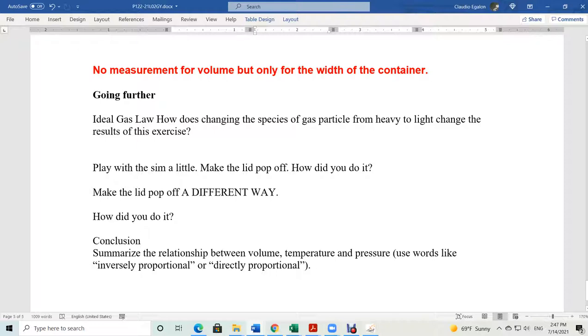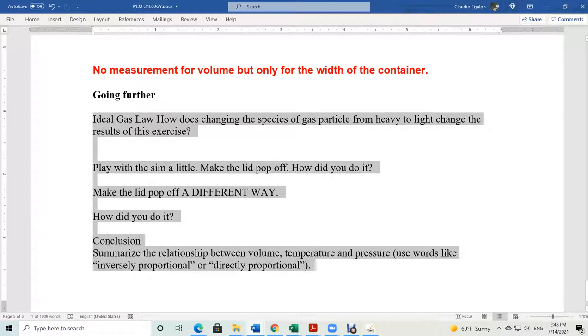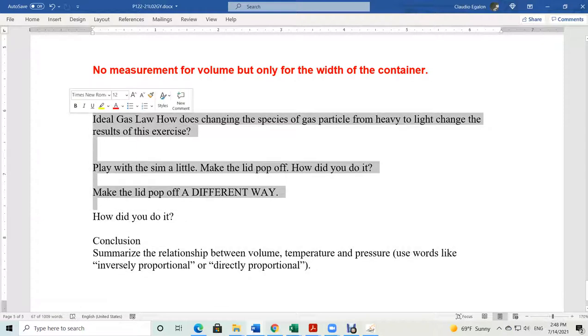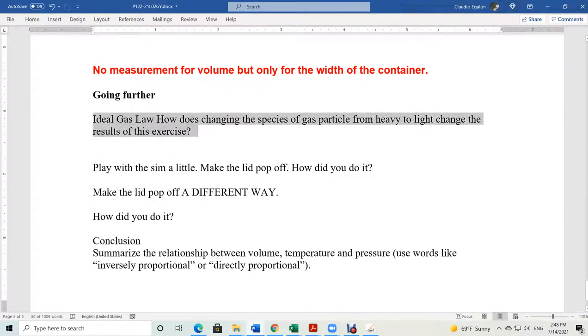How does changing the speed of the gas particle from light to heavy change the results of this exercise? Okay, this part here, you do that on your own, okay? Just answer: how does changing the speed of the gas particle from light to heavy change the result of the exercise? Do that at home and then you answer.